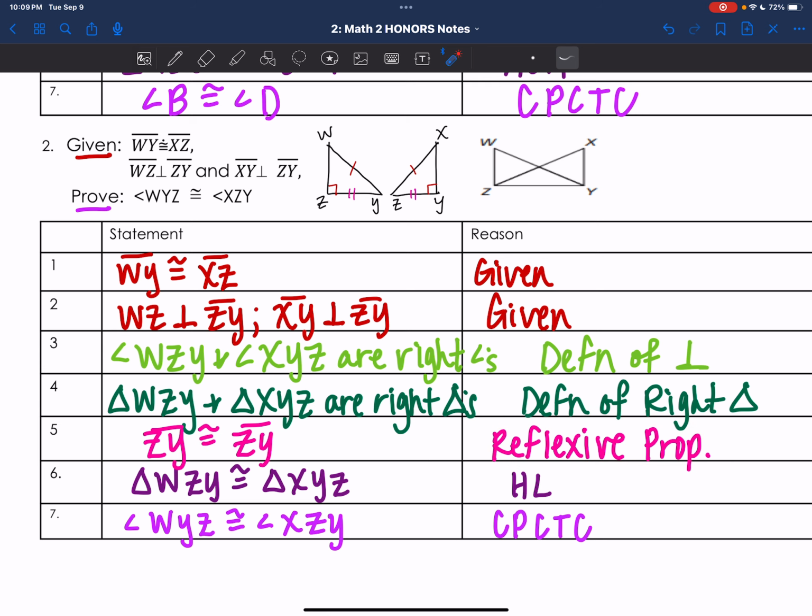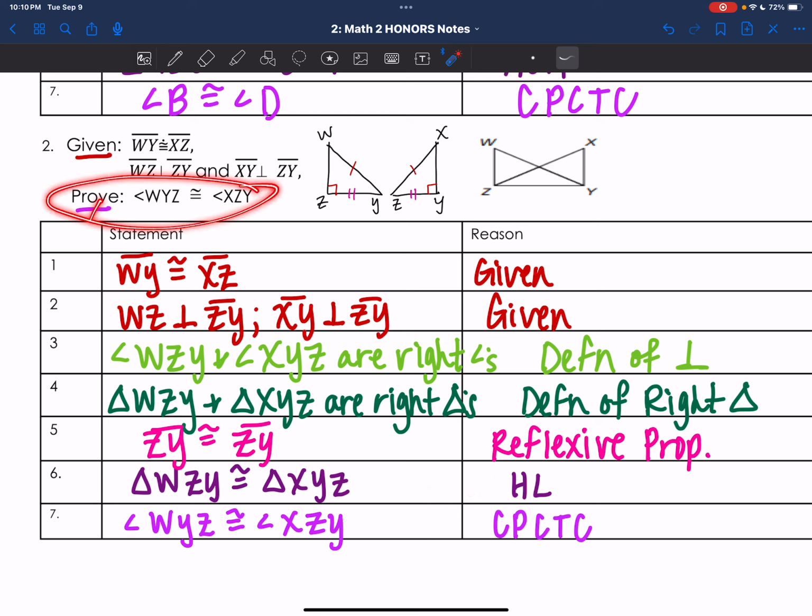All right, so now we're getting closer. So far we've got some sides, we've got an angle. So now we can say, since we have sides, we've got a right triangle, this would be hypotenuse, right? Because this is the hypotenuse, and this is your leg. So this is hypotenuse leg, so that's how we prove that those two triangles are congruent.